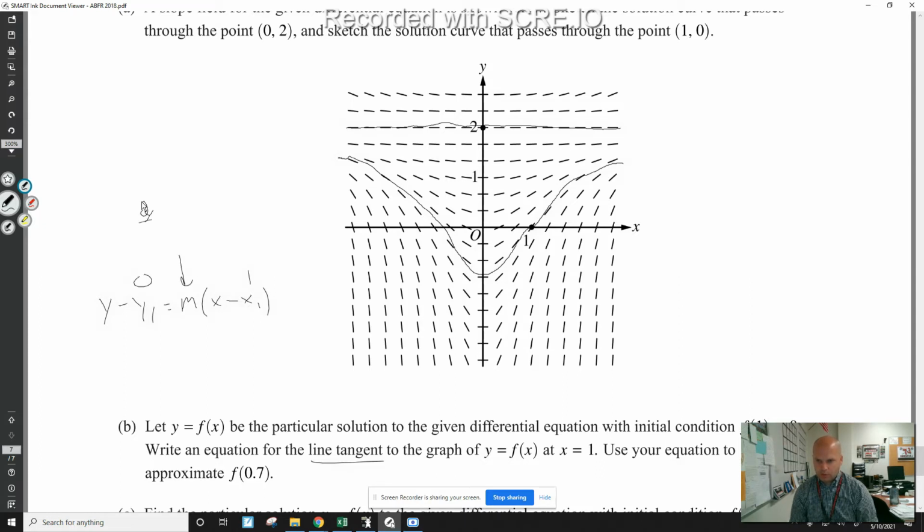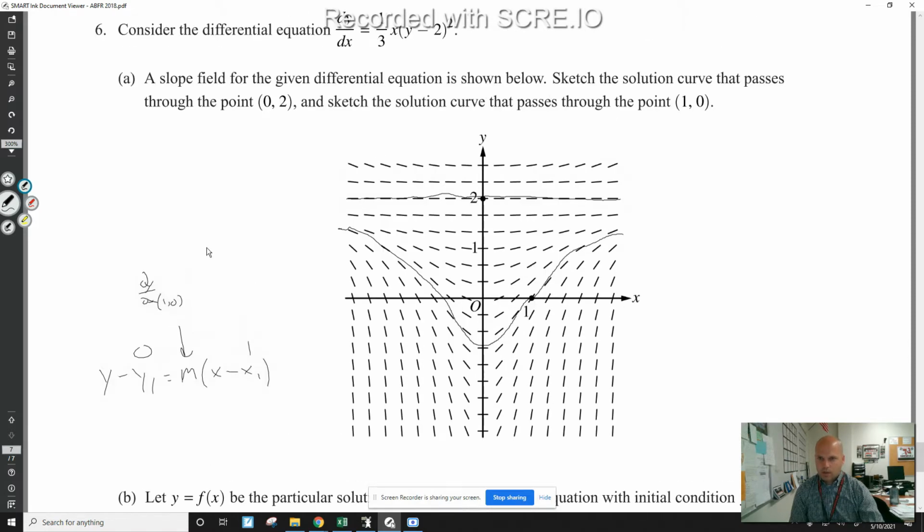This would be dy/dx at the point 1 comma 0. So we go up here and find what dy/dx is at 1, 0. That's 1/3 times 1 times negative 2 squared, so that's 4/3. There's my equation: y minus 0 equals 4/3 times x minus 1.